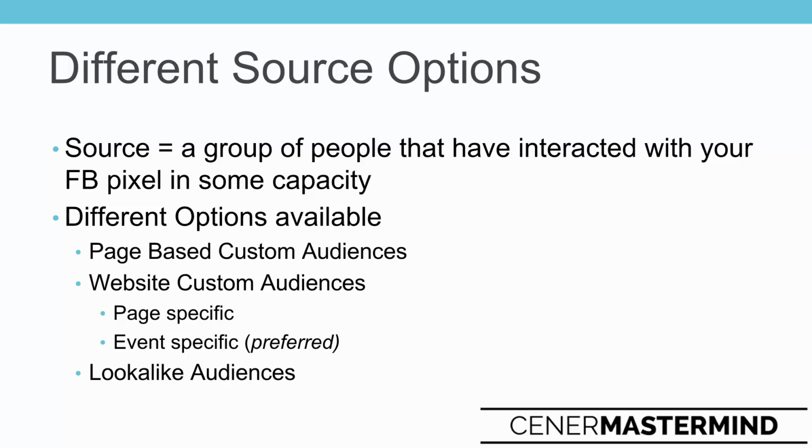So either on your website where the pixel exists or on your fan page, that's where you're going to create that, which will be your source audience. You have different options. You can select different sources. For example, you can create page-based custom audiences. These are people who have interacted with your Facebook page.